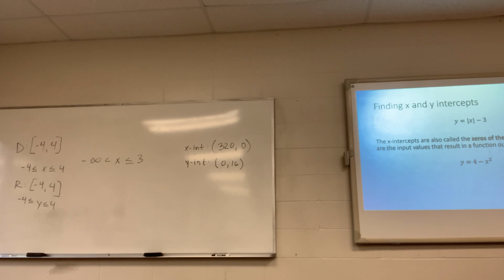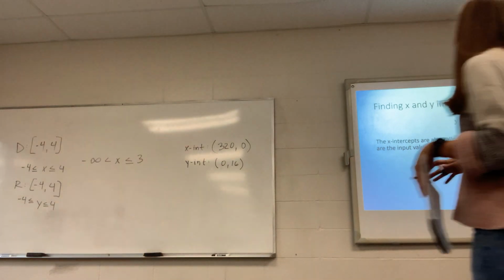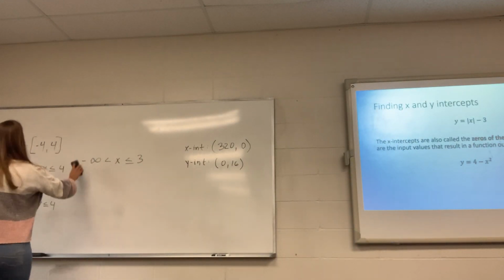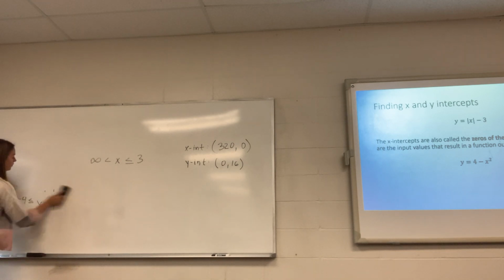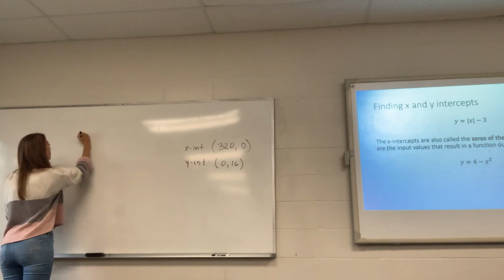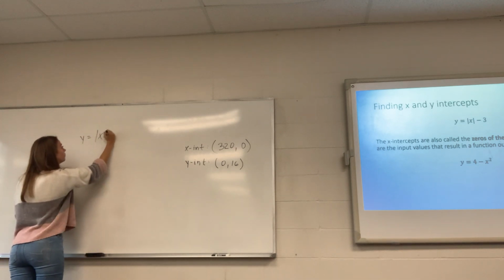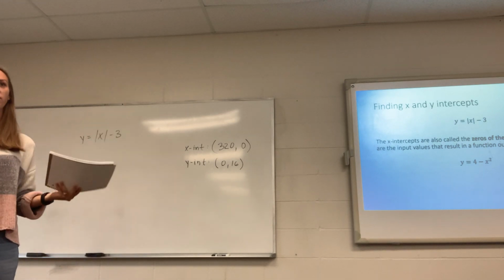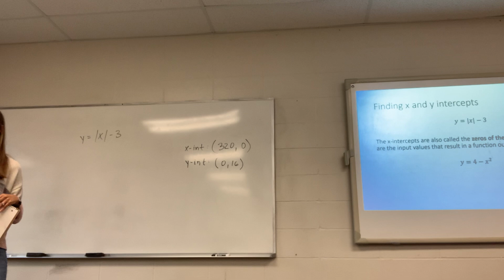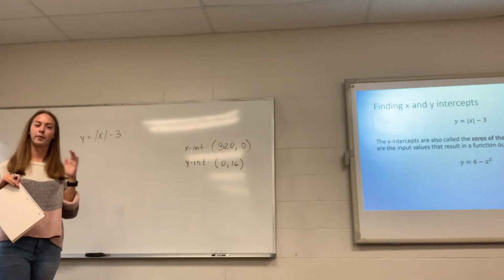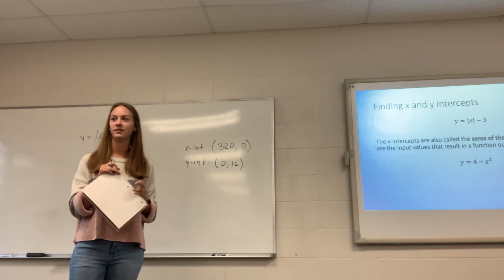Okay, so let's go ahead, let's find our x and y intercepts. And this time we have an absolute value. So it says y equals the absolute value of x minus 3. Okay, so if I were to graph this, do you guys know off the top of your head what an absolute value graph looks like? I know you did geometry last year, so if you don't remember everything from Algebra 1, that's fine.